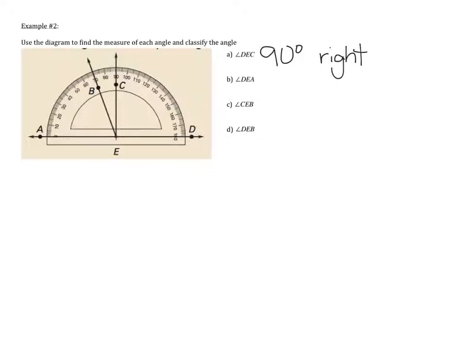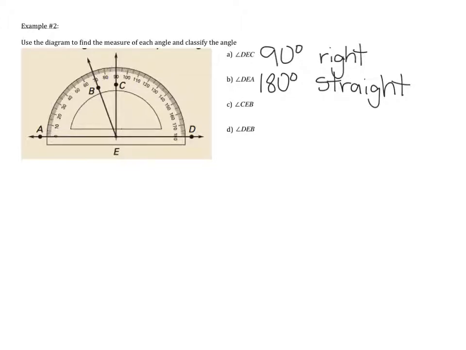Next, for part B, we have angle DEA. Let's first identify where that's at on the protractor. DEA is straight across the protractor, so it would be 180 degrees, which would be defined as a straight angle.